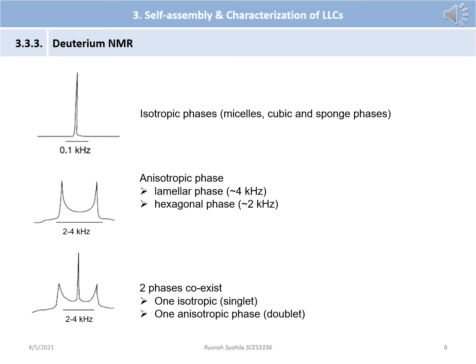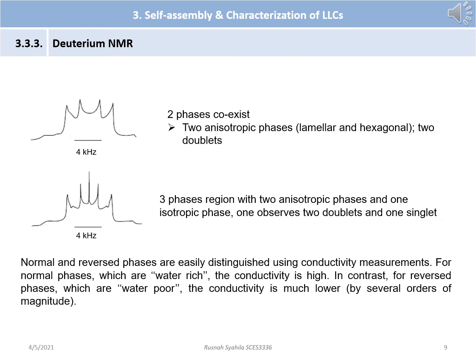3. The third spectrum shows that two phases coexist. 4. The fourth spectrum also shows two phases coexisting, lamellar and hexagonal. Two doublets are observed. 5. The fifth spectrum shows three phases coexisting. In the three-phase region, with two anisotropic phases belonging to lamellar and hexagonal and one isotropic phase, one observes two doublets and one singlet.